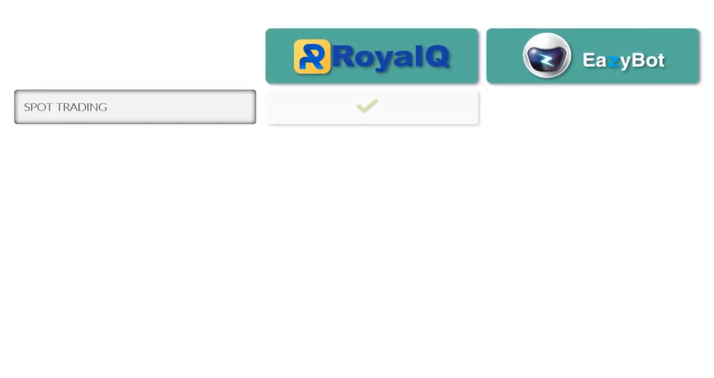Both Royal Q and EazyBot use spot trading, so there's no leverage, no margin. We can't purchase more than we actually own. We're simply trading coin for coin. We're exchanging USDT for a real-time settlement of Ethereum, for example, or we're purchasing ADA or Solana, whatever the case may be. In other words, worst case scenario, you're simply left holding cryptocurrency. So you can actually be strategic about which coins and which pairs you decide to run on the crypto trading bot.